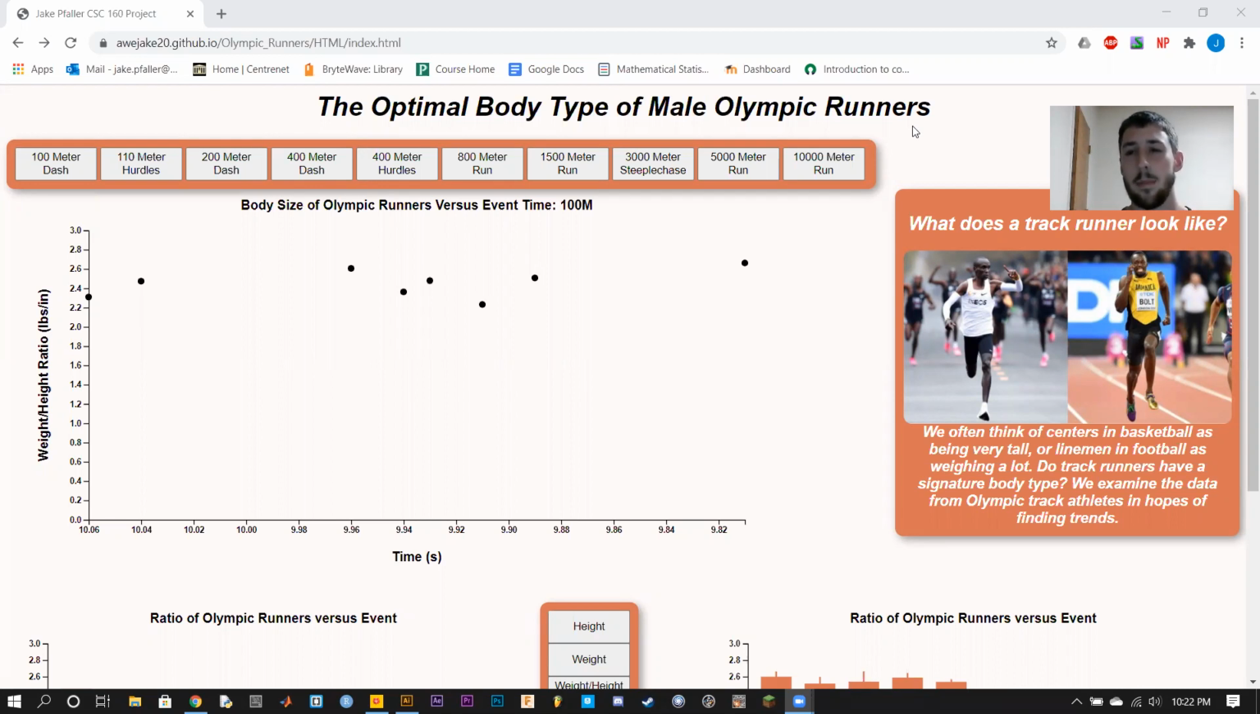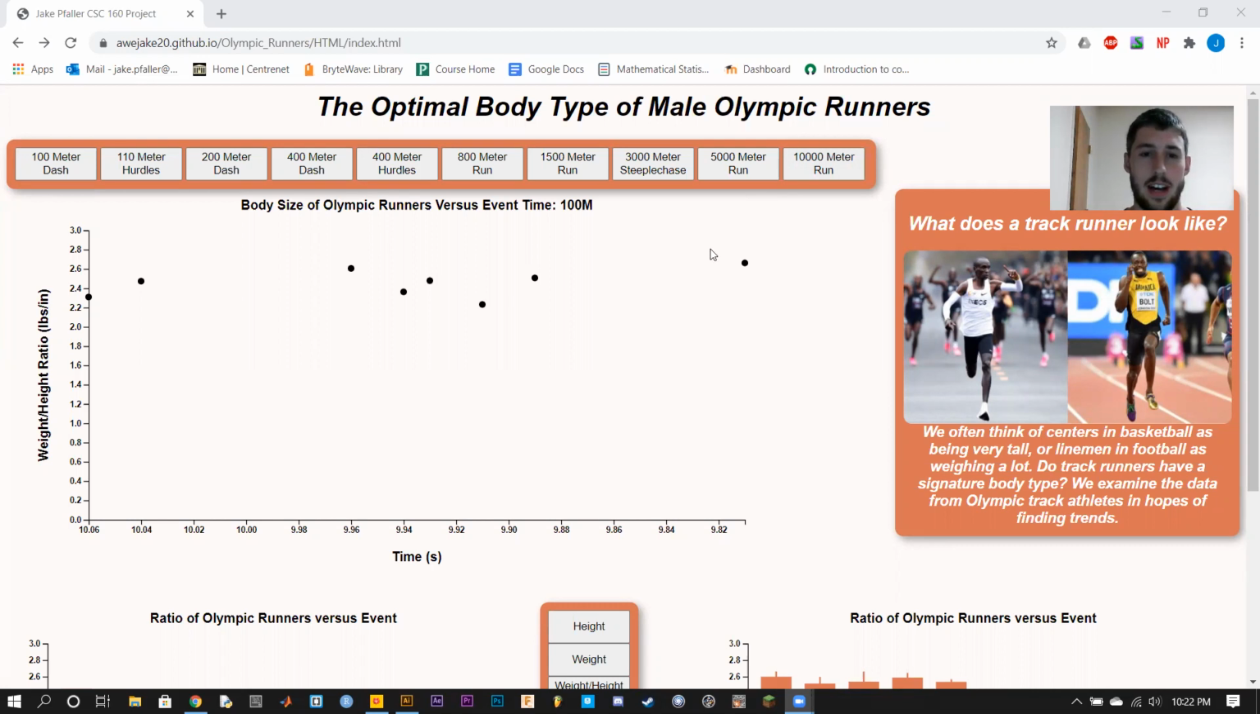Like, we know basketball players are tall, and we know football players are usually bigger, especially linemen. And I kind of wanted to provide that same analysis for track runners since that's my sport.